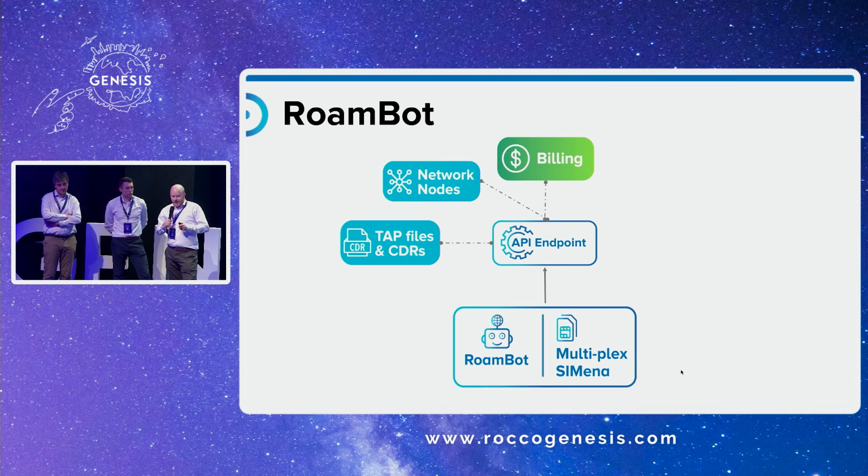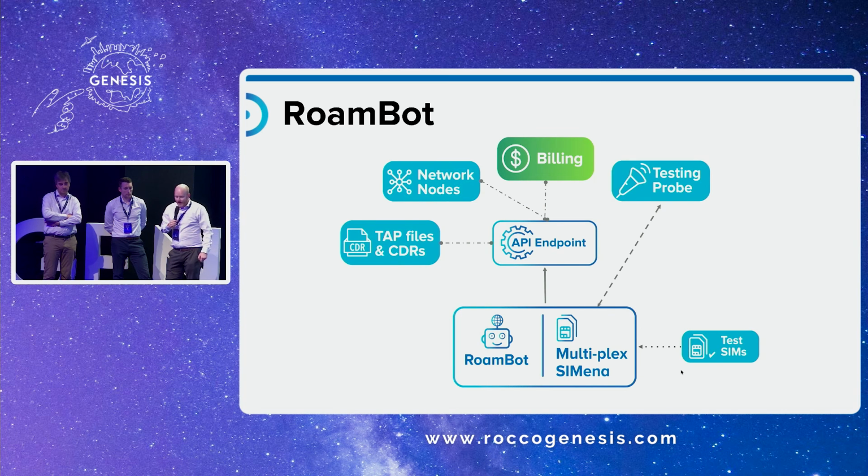But ultimately, we see that from RoamBot to the API endpoint is totally standardized, which means it can scale. No matter what network you have, what their setup is, what vendors they use, RoamBot can talk to them all, and how they implement behind that is up to them. The final part then, obviously, is the usage itself.